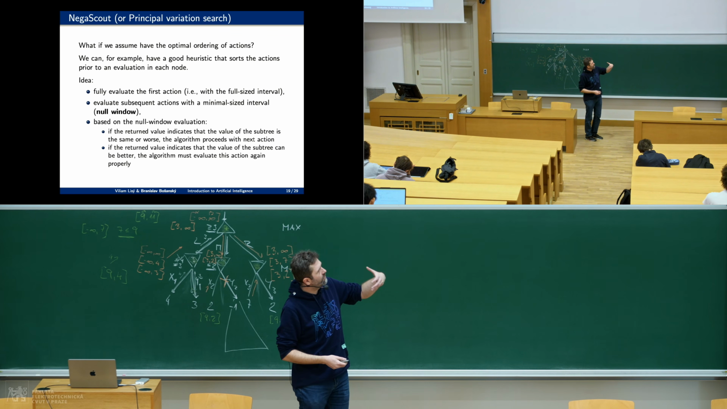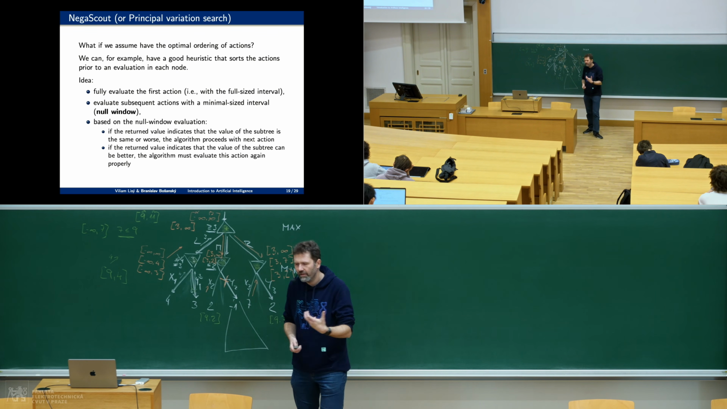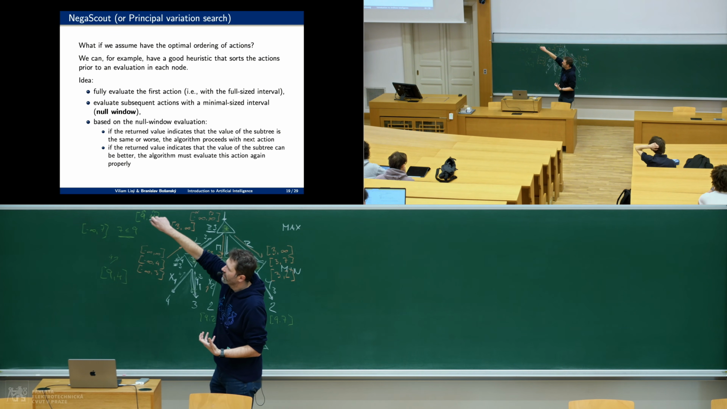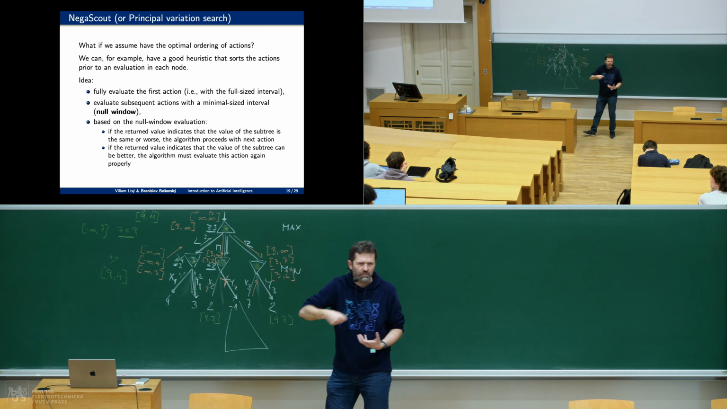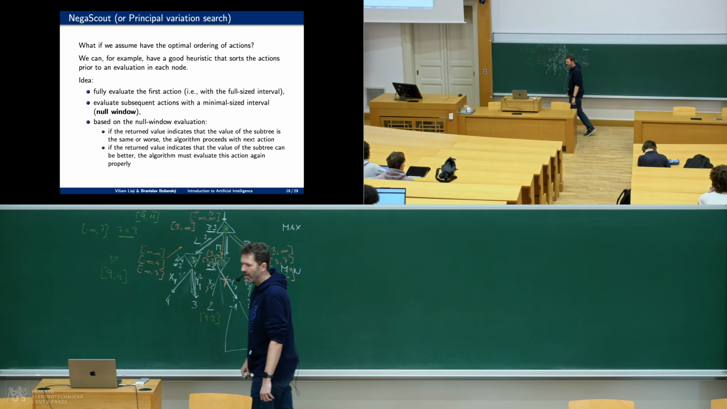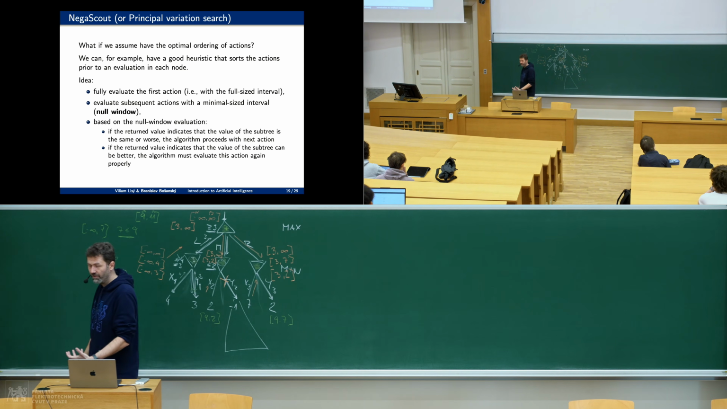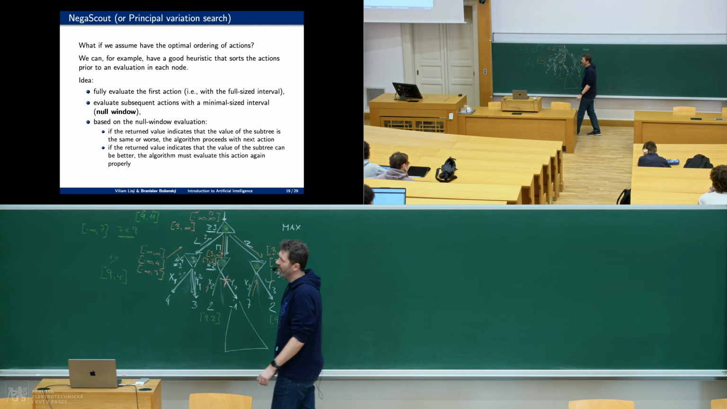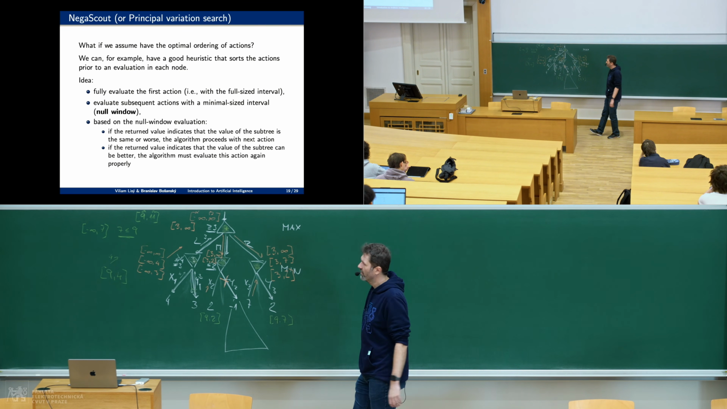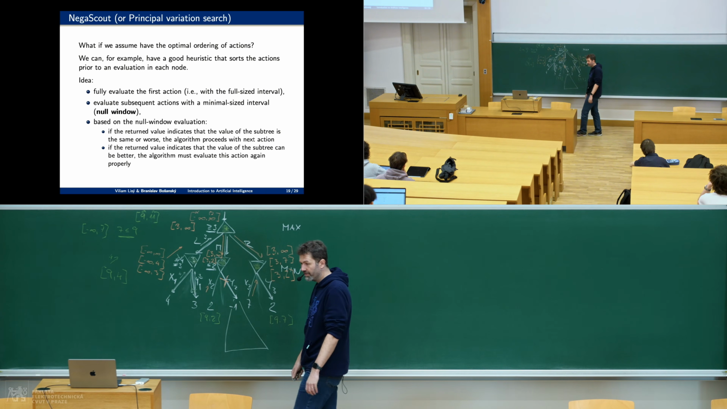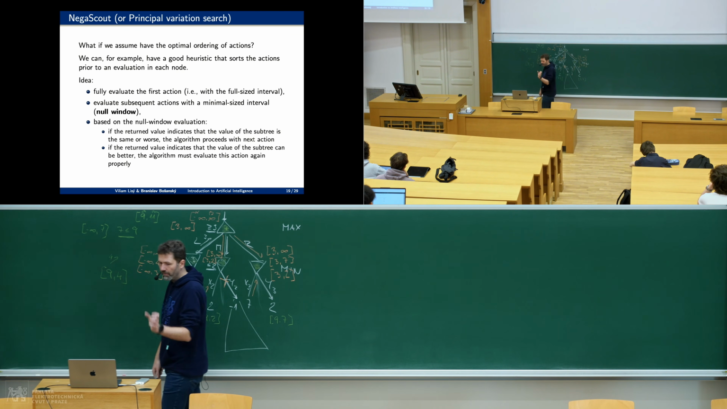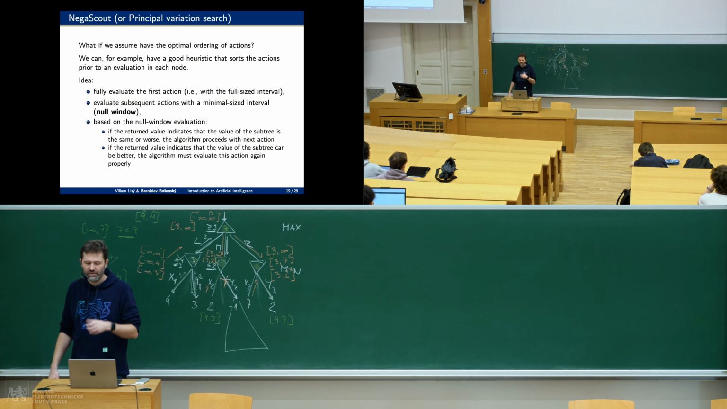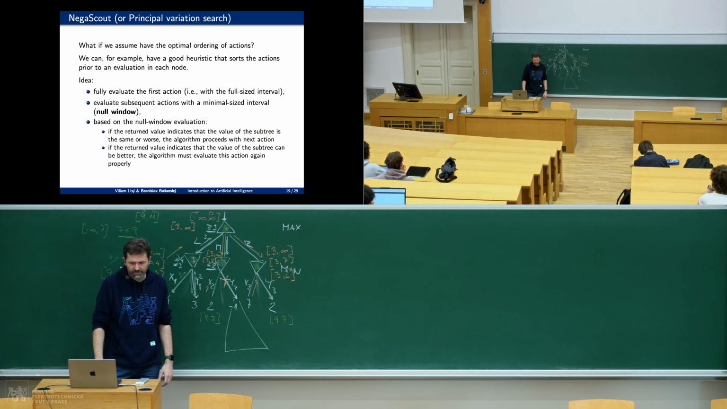Okay, so you can see that it really is dependent on having a good heuristic. If you don't have a good heuristic, then very often you will have to rerun these searches to explore some actions multiple times. But if you have a good heuristic, very often you will search fully only the first action, and then all the subsequent searches can be much faster because they are executed with very small intervals, and hence these searches can prune out many nodes.